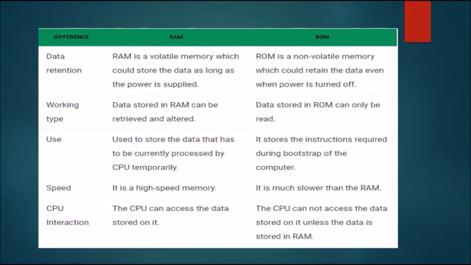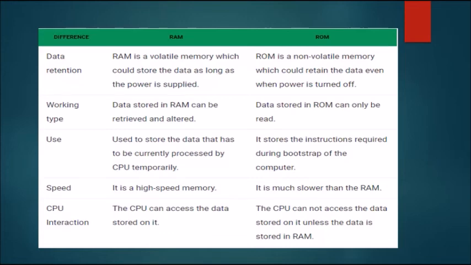Then we have the working type. Data that is stored in RAM, you can change it according to your need, but whatever data is stored in ROM, you cannot change it. Then usage. The data that is present in RAM is the data that is currently to be used, so it is faster, because the current or temporary data that we have to use is present over there. And ROM is slower than RAM. Why? Because it stores the instructions in the bootstrap of the computer, so it takes time to access the data from there. That is why it is slower.